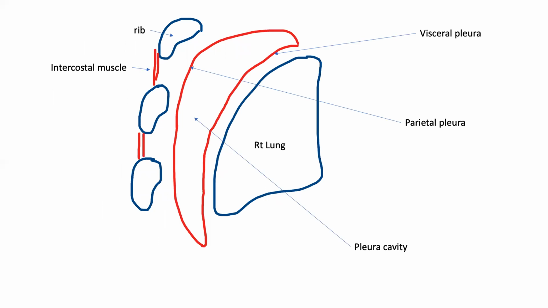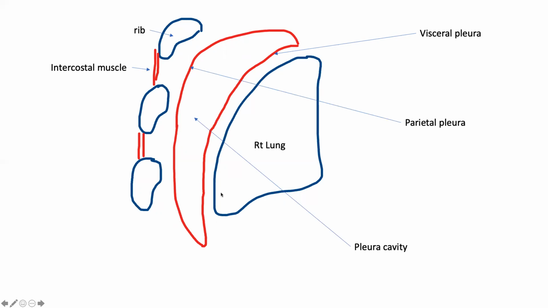Now let's start again. So this is the thoracic wall and the lungs. Here, on the outer side, we have the ribs, one rib, another rib, and another rib. And in between the ribs, we have the intercostal muscles. And inside the thoracic cage, we have our lungs. For example, this is the right lung.